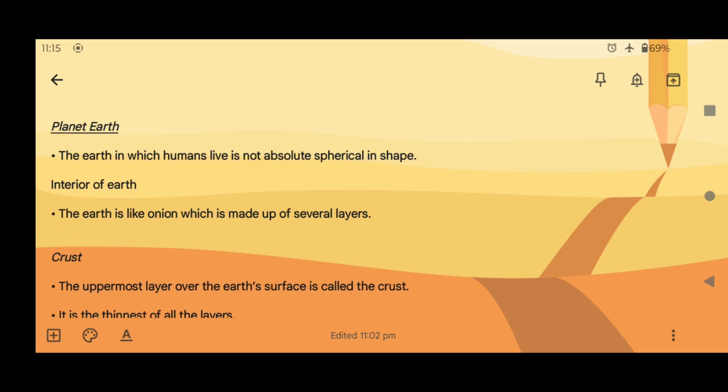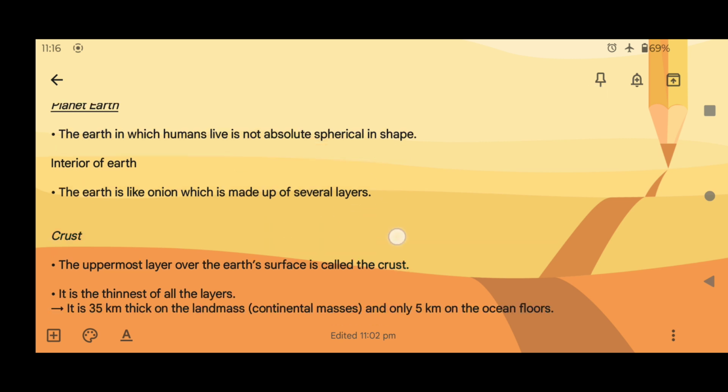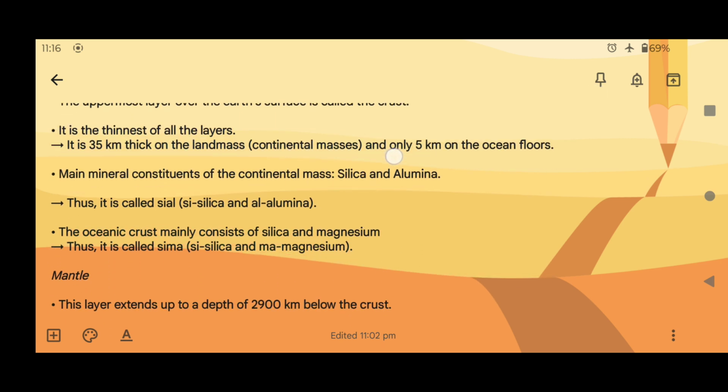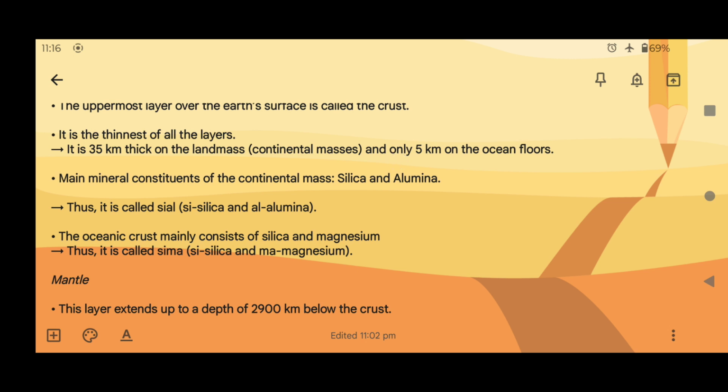Planet Earth. The Earth on which humans live is not absolutely spherical in shape. It is geoid in shape. Interior of the Earth. The Earth is like an onion which is made up of several layers. Crust. The uppermost layer over the Earth's surface is called the crust. It is the thinnest of all the layers.